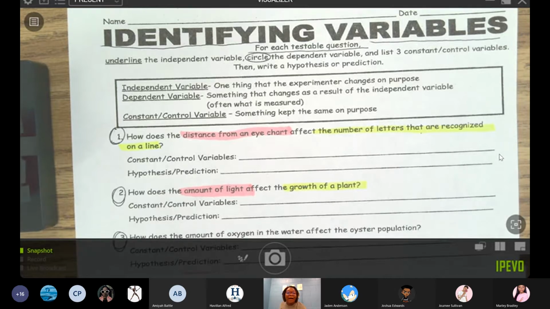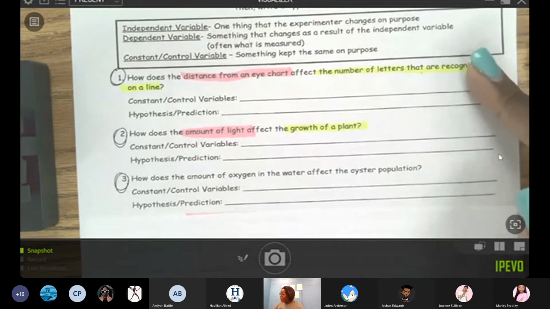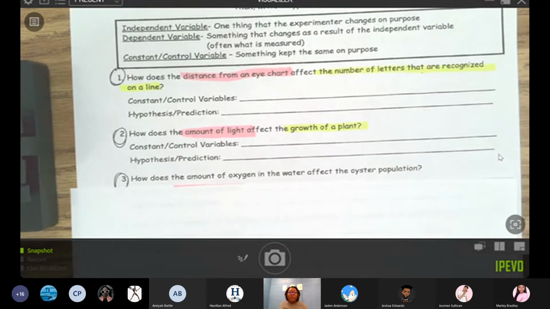How does the amount of oxygen in the water affect the oyster population? So we want to remember an oyster is a mollusk that lives in the ocean. They're cousins to the clam. How does the amount of oxygen in the water affect the oyster population?